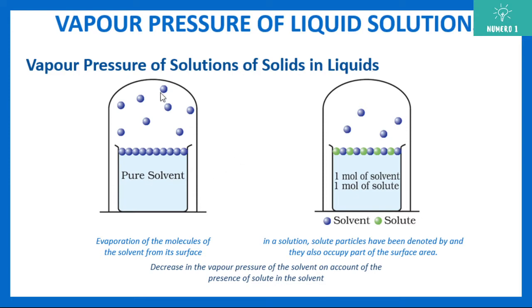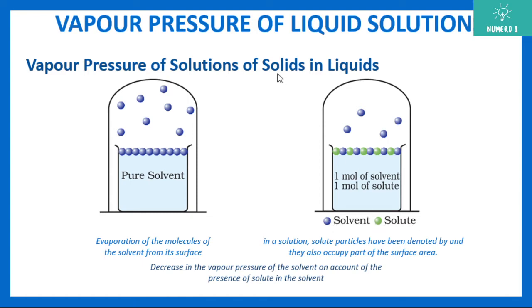Okay, so this here is a diagram of a pure solvent. Whenever there is a pure solvent, consider these are the atoms, or let's say the molecules which are present. The same molecules are present in the atmosphere, so they escape out into the atmosphere. Now for example, if you add some solid, like here there is 1 mole of solvent and 1 mole of solute. You can see the solvent is present in larger quantity, and this is your solute particle which is present in small quantity.